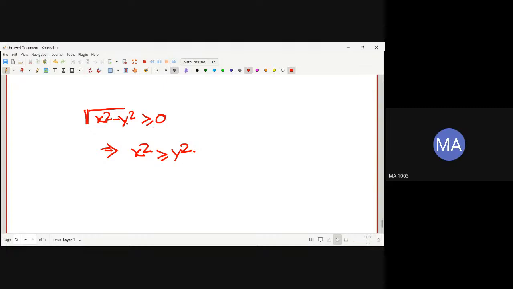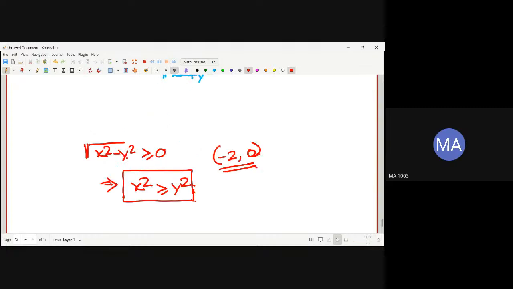So certainly this proof will not work, because here our domain is basically R. Here the domain is not the whole real line. The domain is all such points for which x square is greater than y square.